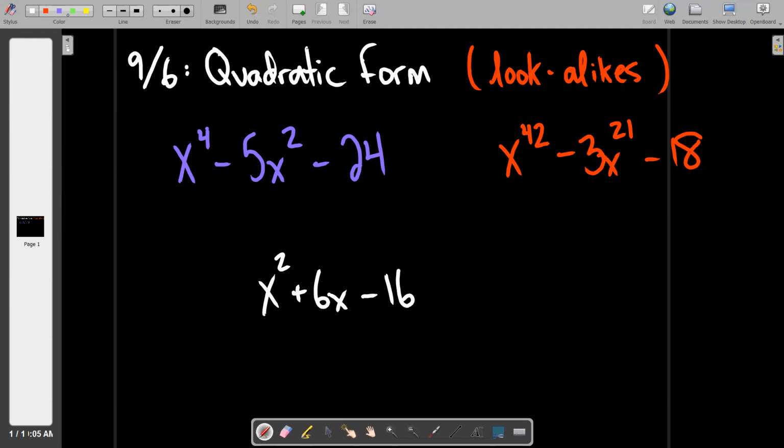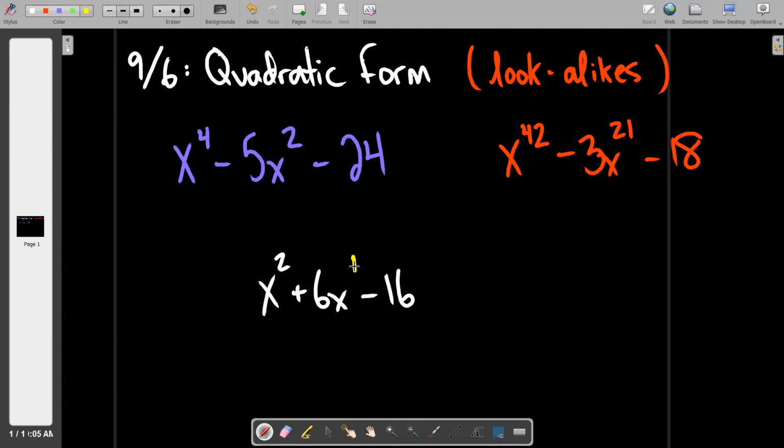And what are the powers? What are the exponents on the white problem? What are my exponents? X to the 2, X to the 1. Hey, look, even exponent, half of that exponent, no exponent. That pattern makes you a lookalike. It makes you a quadratic form expression.